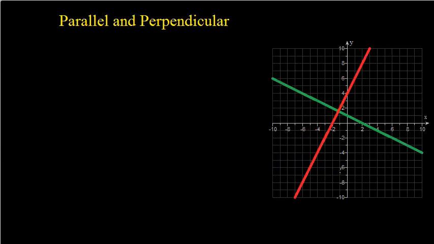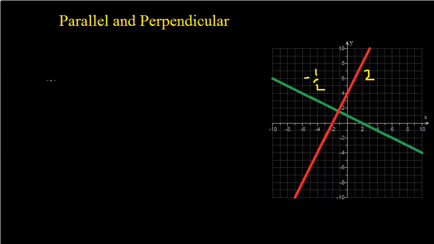Perpendicular lines, on the other hand, have slopes that are opposite reciprocals. So for example, this green line here has a slope of -1/2, where this red line has a slope of +2. Opposite reciprocals mean they have the opposite sign, one's positive, one's negative, and they are reciprocals. So for 1/2, the reciprocal of that, or the flip, is 2.